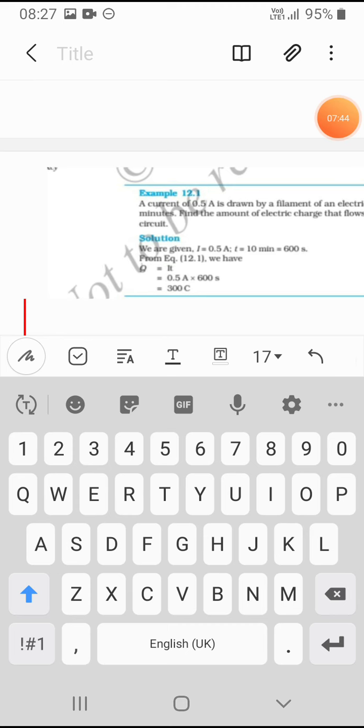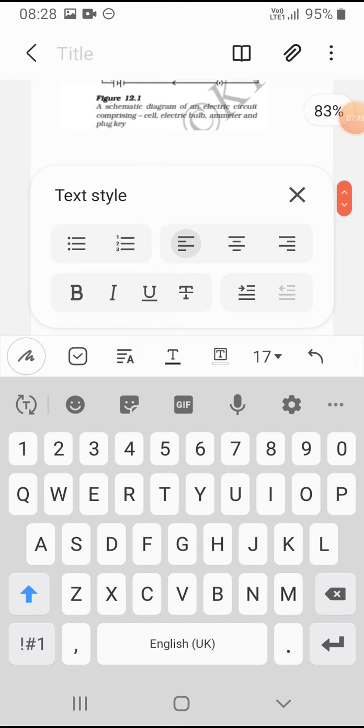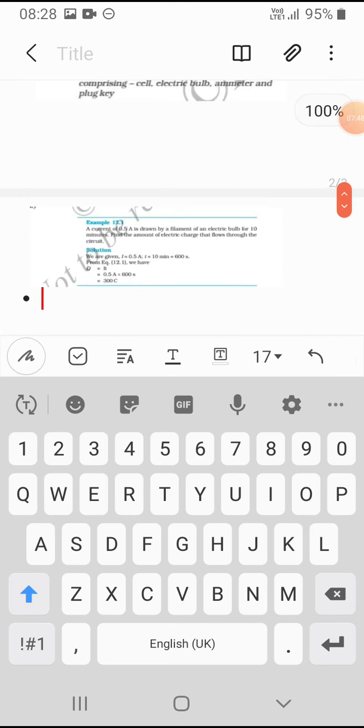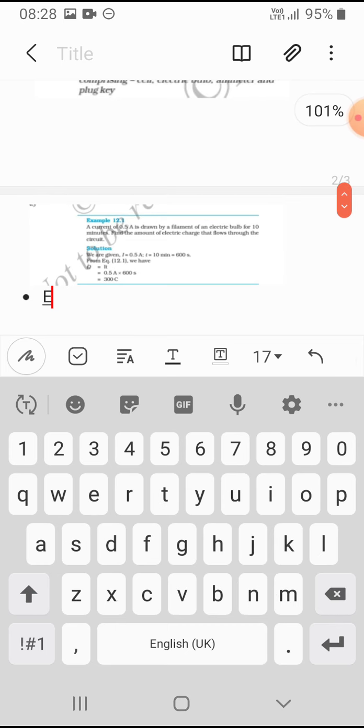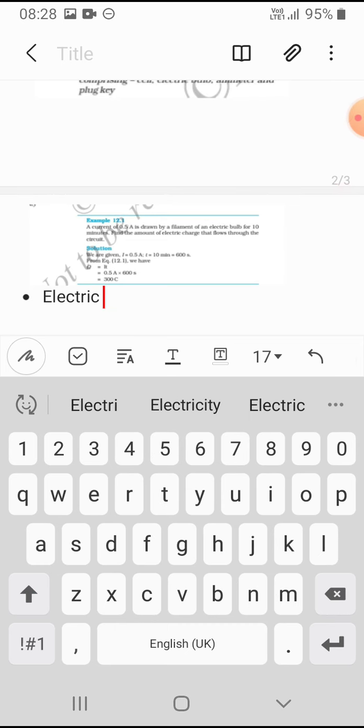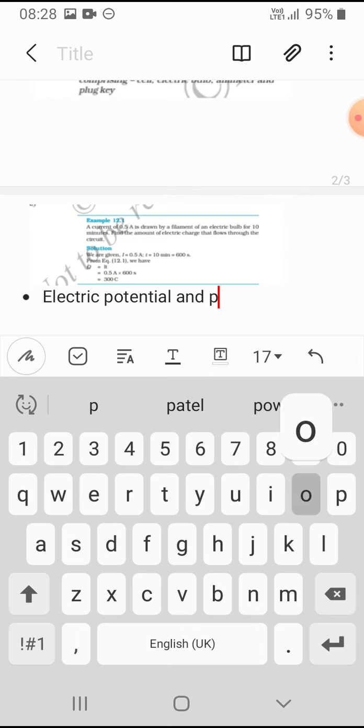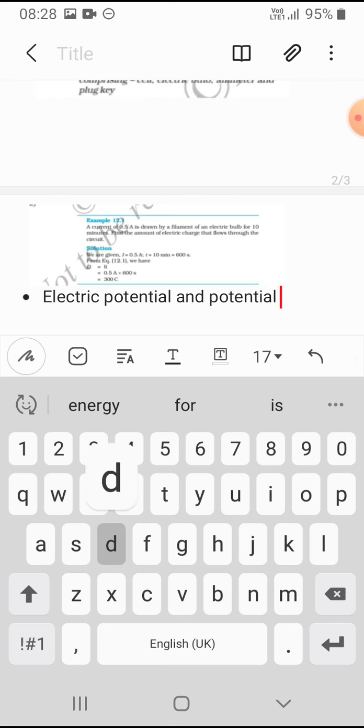So the next topic is electric potential and potential difference.